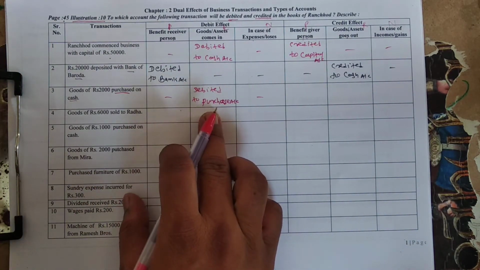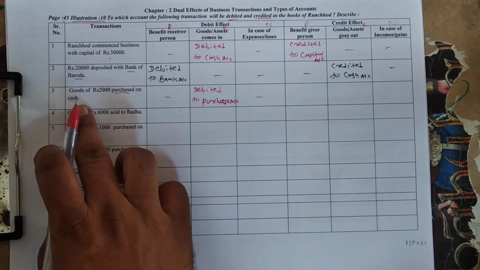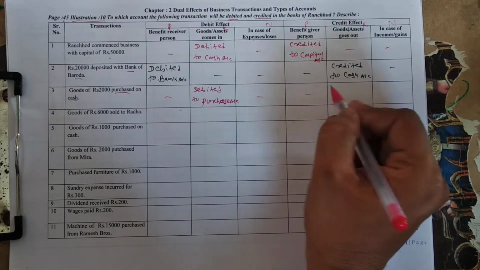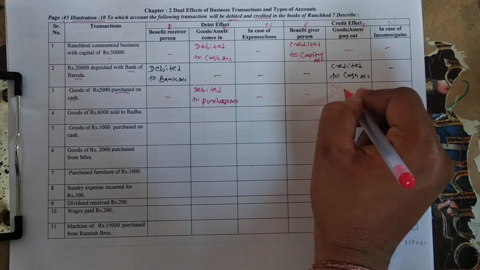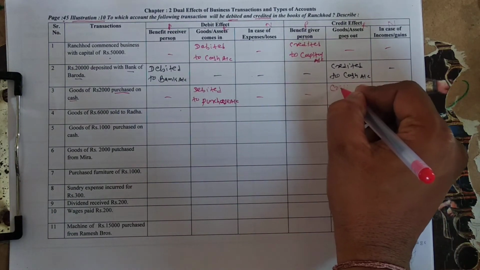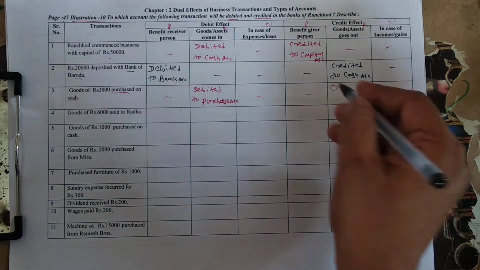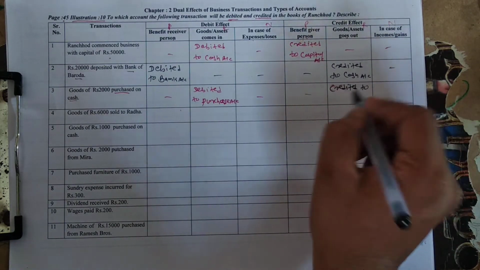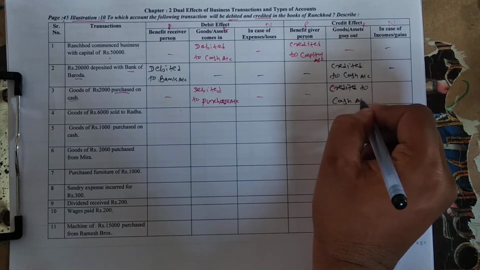Okay. Goods come in, debited to purchase account, and purchase for cash, so cash goes out. Cash is a real account. So credited to cash account. Which account is credited? Cash account credited. Credited to cash account. Do you understand?